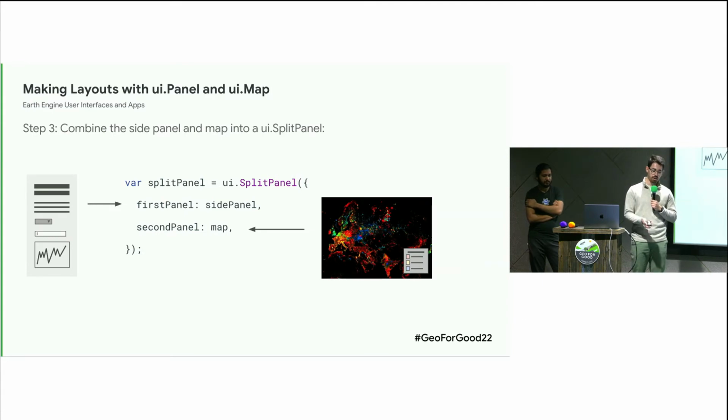To put these together, we're going to use a split panel. On the first panel, we're going to put the first panel we created on the first slide, and then the second panel will be the map. So that's the layout we chose here, and you can switch those around if you wanted to.